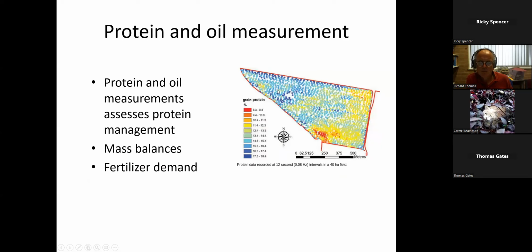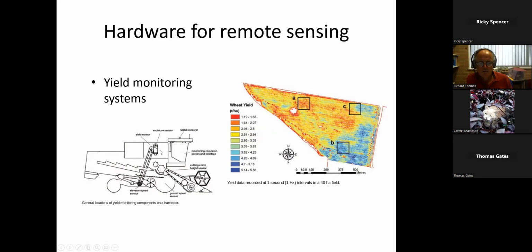So you can relate all sorts of things across the field, because they can all be measured at the harvester level. We can measure moisture, we can have sensors for things like oil content, and we can then relate a measurable component that we're interested in to the position in the field where it was collected.